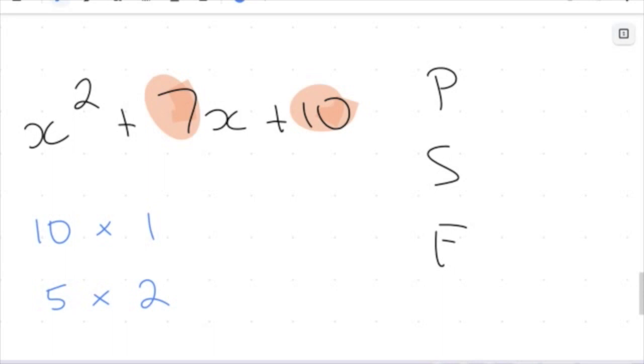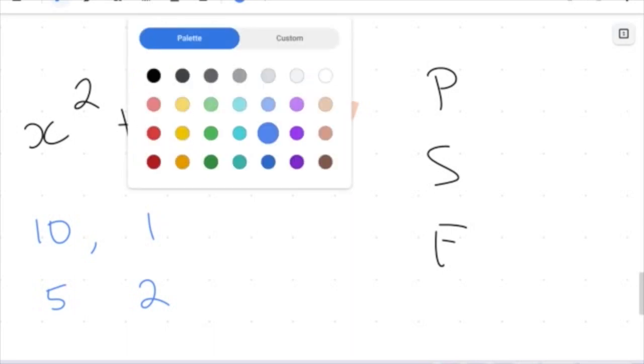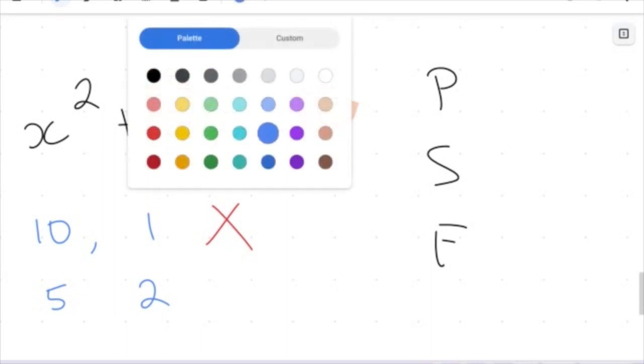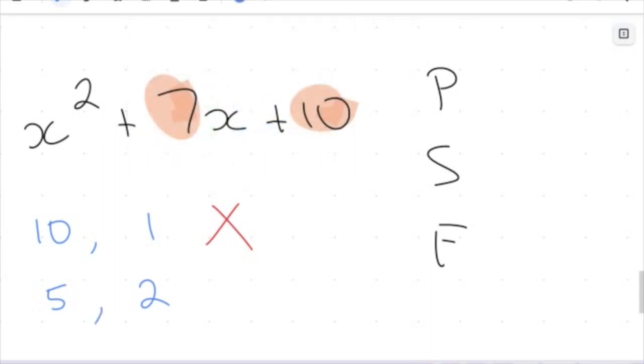These are the two factor pairs that give me 10. So 10 times 1, that's one of those. But notice that if I were to add 10 and 1, that would give me 11, which is not the number here. So this is not the pair that I'm looking for. Now let's consider the second one. 5 and 2 multiply to give me 10. I've already established that. But if I add 5 and 2, those give me 7.